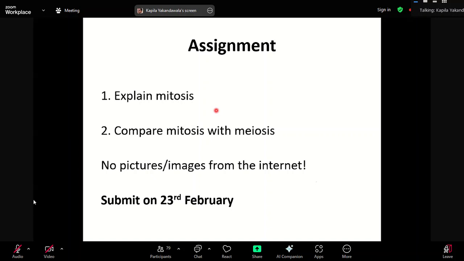exam. Right? You cannot download pictures and paste. You have to write down your assignment, right? No images, no pictures from the internet. You can read the book and write down and submit the assignment on 23rd February when you come to the exam. So you can score about 30% marks, right? If you delay, you will face consequences. Please don't delay your submission, right?